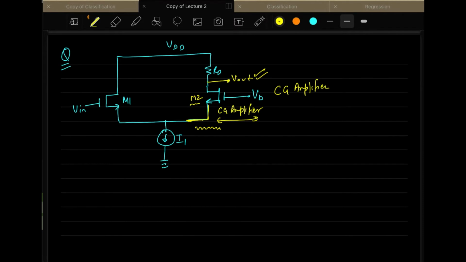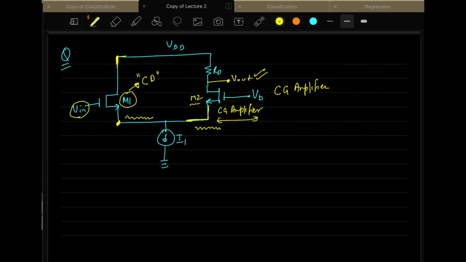Whereas in the case of M1, you are applying the input signal at its gate and seeing the response at the source of M1. So basically M1 is acting as a common drain amplifier, because you are applying input at the gate terminal of M1 and you are seeing the response at the source terminal of M1. Here the drain is common to both, so it's a common drain amplifier.